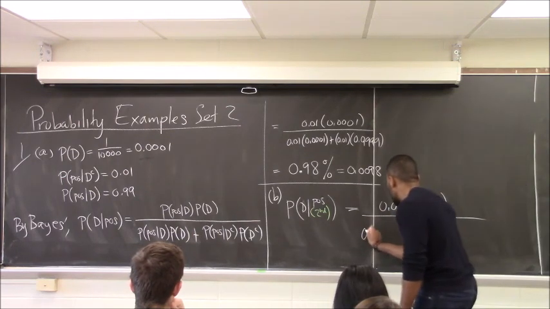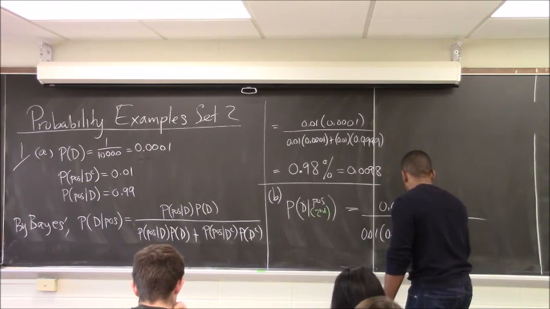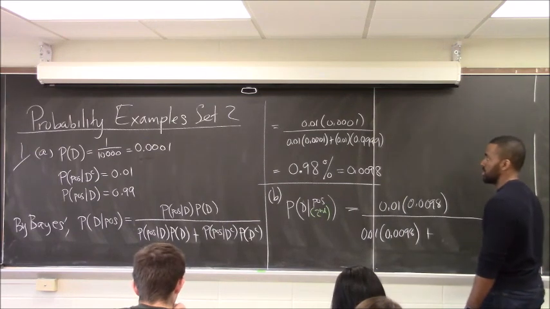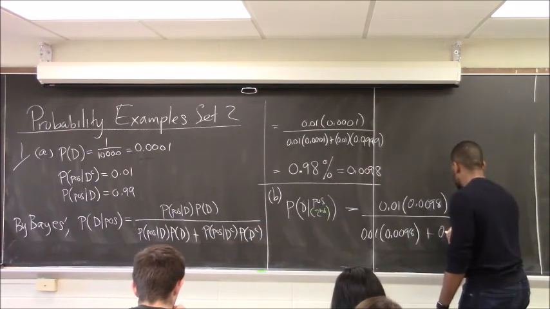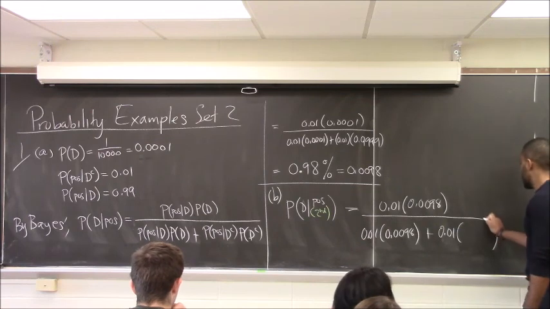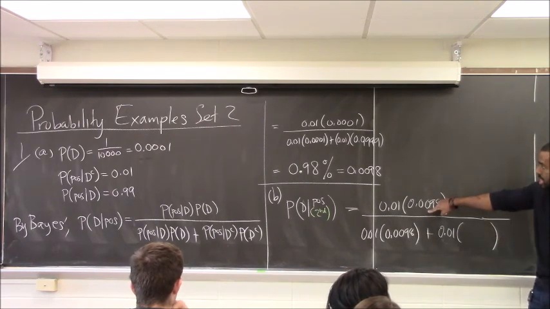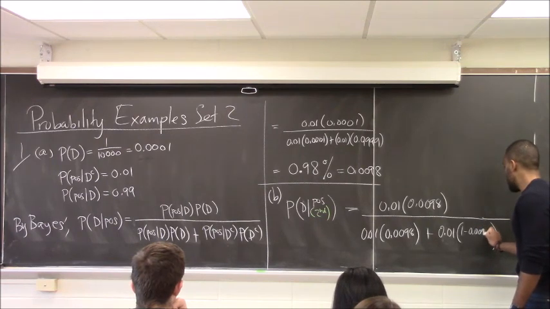And then that's going to be 0.01 times that, plus this is still going to be the same thing because the test didn't change, only the individual changed. But now this part is going to be 1 minus that, right? So it's going to be 1 minus 0.0098.